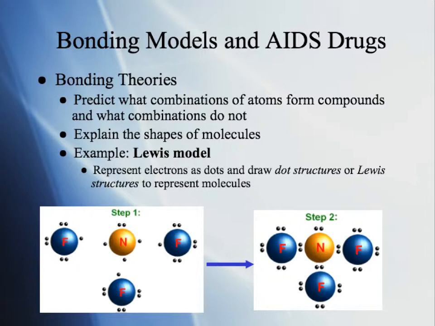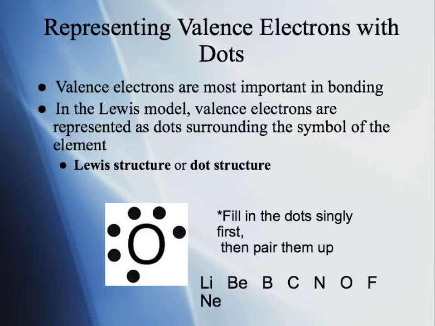An example of the bonding model that we are going to use is the Lewis model. It represents electrons in atoms as dots, and you can draw dot structures, or what we call Lewis structures, to represent molecules. Here on the left is a picture of the individual atoms with their valence electrons shown as dots, and the picture on the right is putting it all together in a molecule. So let's see how this works.